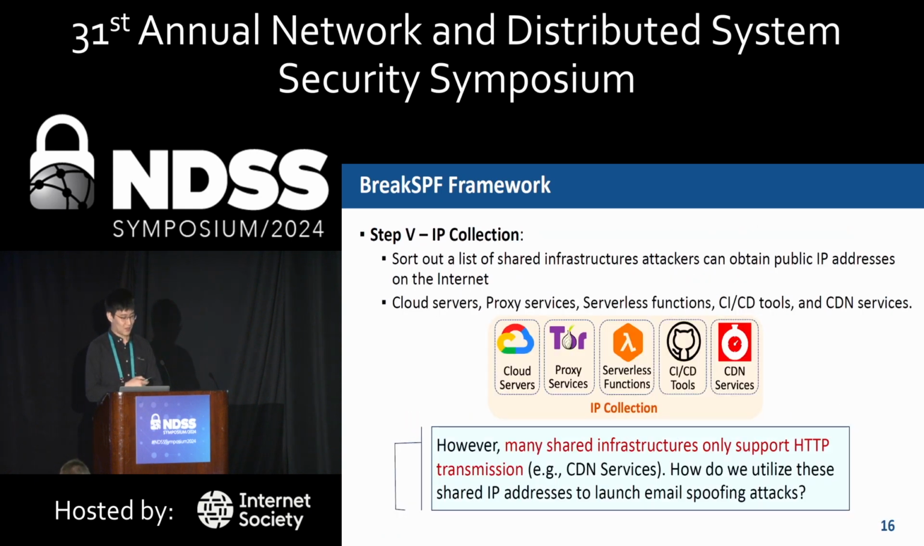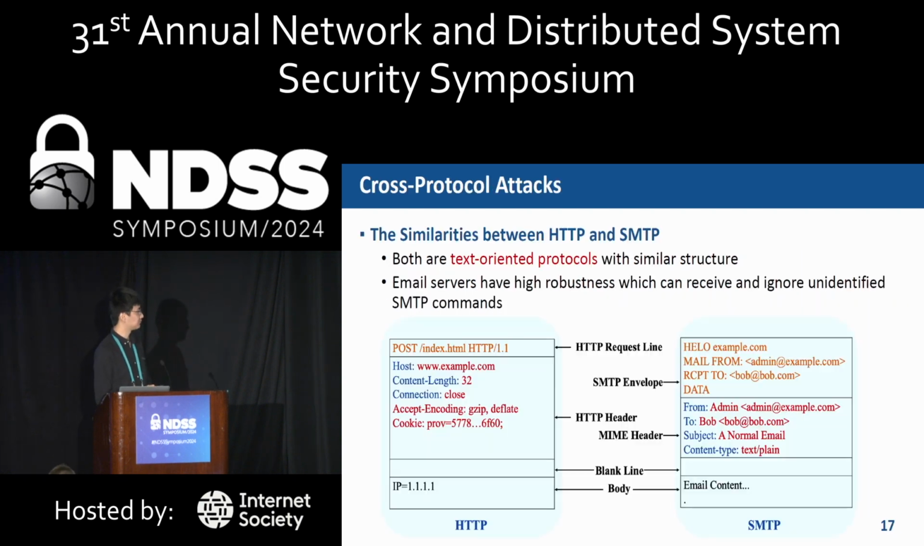The first step is IP collection. Fortunately, in the era of cloud services, there exist many ways to obtain IP addresses, such as cloud services, proxy services, serverless functions, CI and CD tools, and CDN services. However, many shared infrastructures listed here only support HTTP transmission. So the question is whether we can utilize these shared IP addresses to send emails.